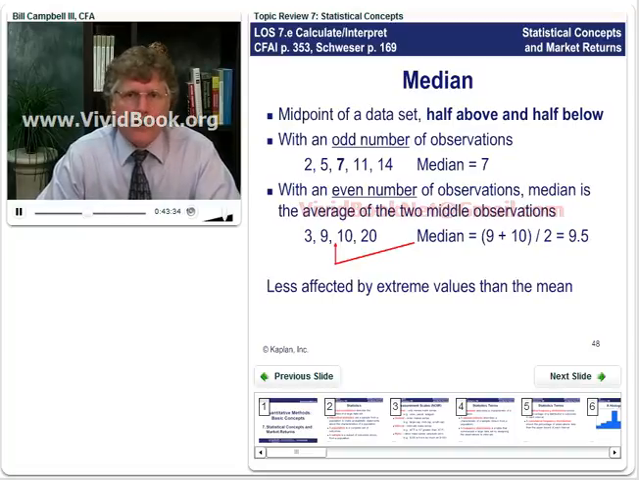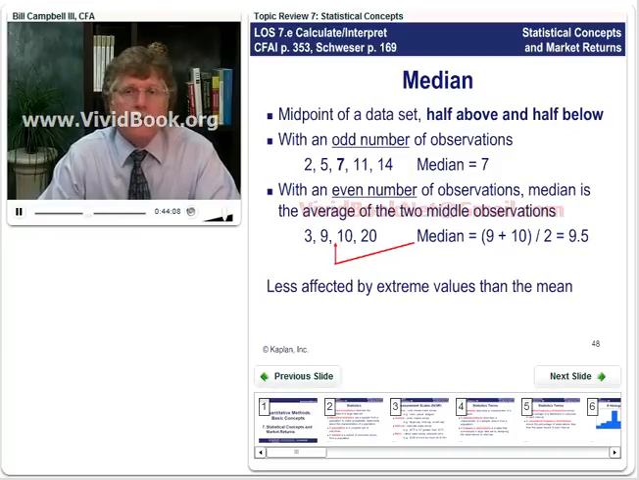If you have an odd number of observations, 3 of them, 5 of them, 101 of them, 1,000,007 of them, arrange them smallest to largest, pick the one in the middle. If you have an odd number, there will always be one right in the middle. That's your median. So with 5 observations, 2, 5, 7, 11, 14, notice we arrange them smallest to largest. The one in the middle is 7. That's our median.